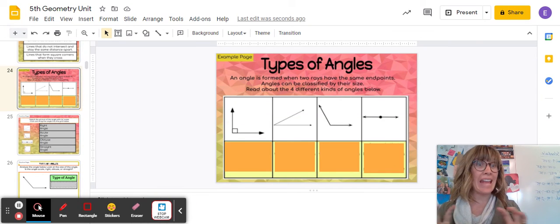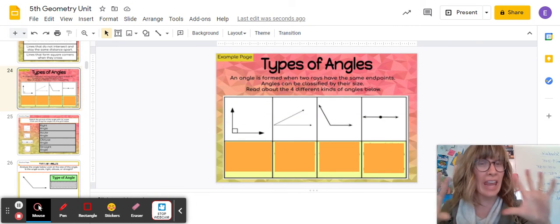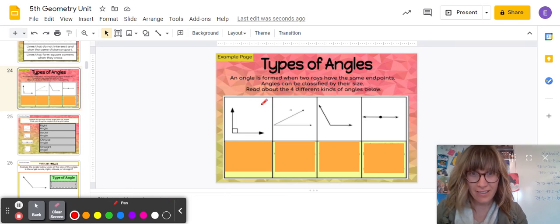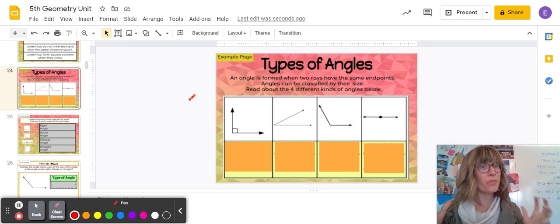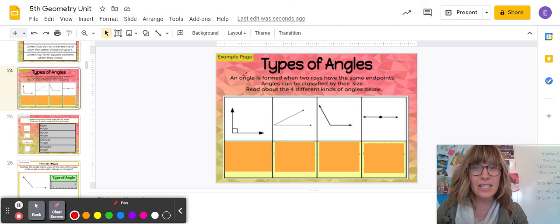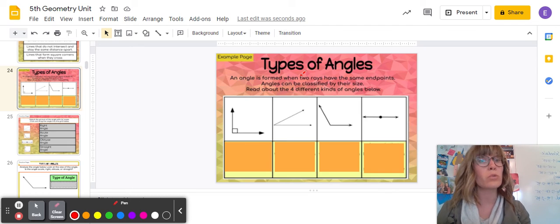So here we have some angles, not to be confused with angels, but an angle has certain types of features that can be helpful. There are these four distinctive types of angles. And we can see that an angle is formed when two rays, so here's a vocab term, a ray.